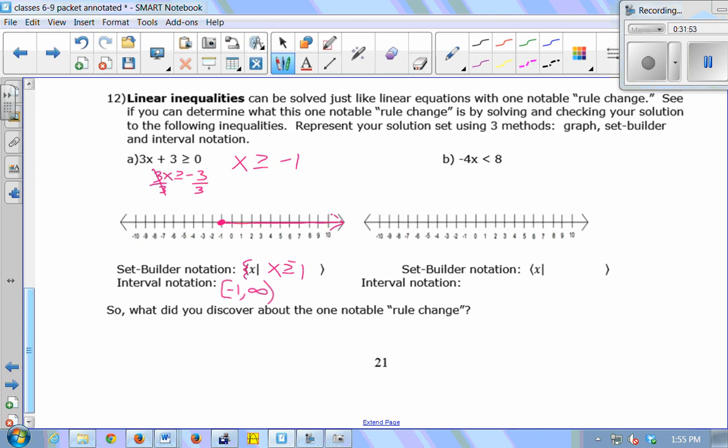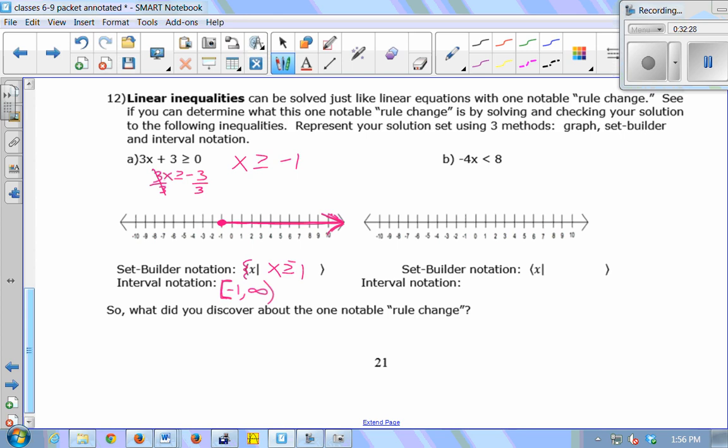Okay. On the interval notation, I'm just putting the answer, right, in a different format. I'm starting at negative 1 and heading towards infinity. So we put negative 1 comma infinity, and then I put a square bracket on the negative 1 because I include it, and a round bracket on the infinity because infinity is not a number. It can't be in the set. You'd put the negative infinity on the left because you always put the smallest number on the left.